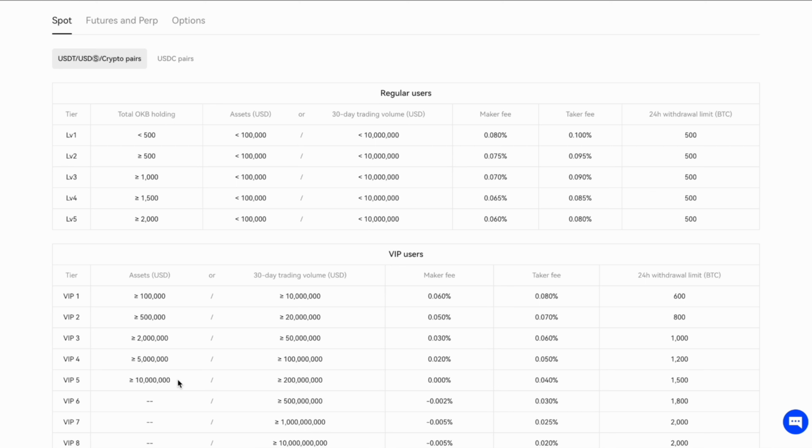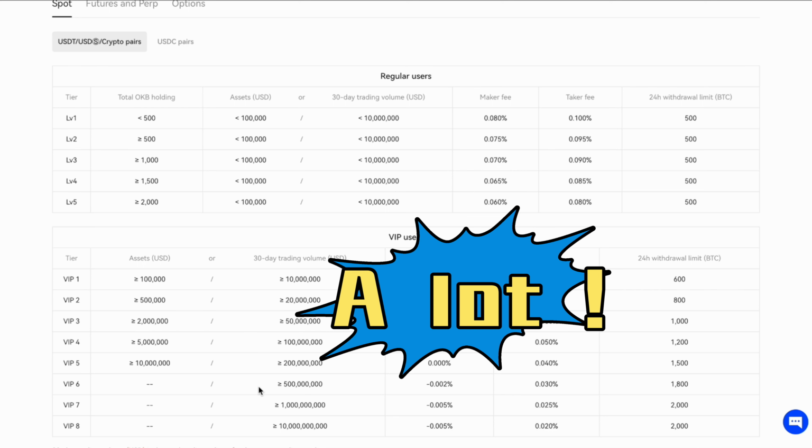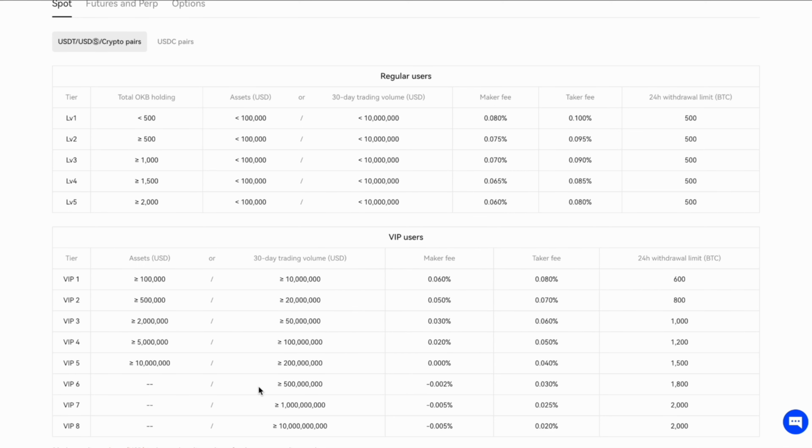which requires you to hold more than 10 million US dollars. However, we'll give you 0% maker fees and 0.04% taker fees for spot trading. The higher tiers for OKX have some very attractive fee rates, even negative fees for maker trades starting from tier 11, but are very hard to reach. More than 500 million US dollars spot volume in a month really is a lot. This fee and tier requirement have been for spot trading.